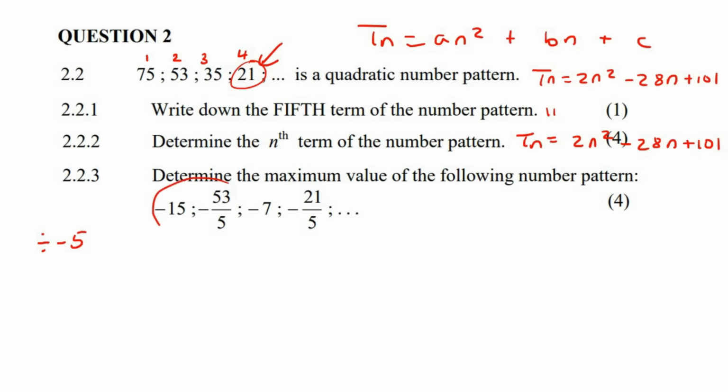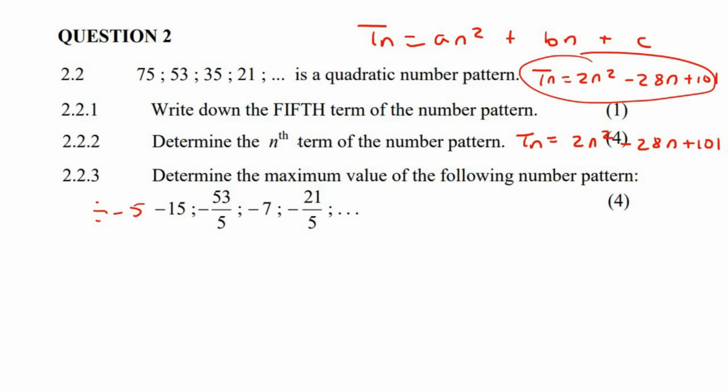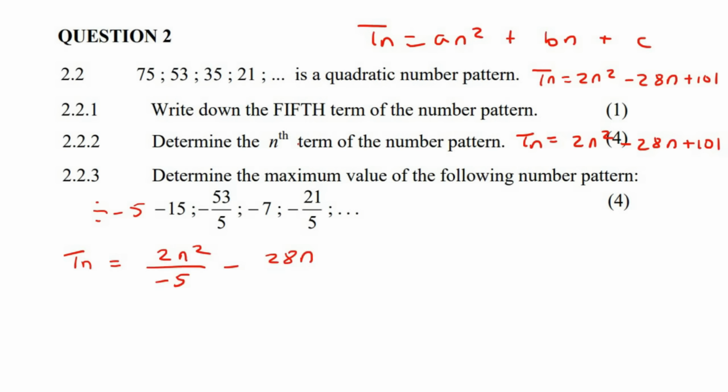So this sequence is this one divided by 5, or negative 5. So this sequence is this sequence divided by negative 5. So what we can do is find a formula for this pattern by just taking this one and dividing it by minus 5. So we can just say that it's going to be 2n squared divided by minus 5, minus 28n divided by minus 5, plus 101 divided by minus 5.